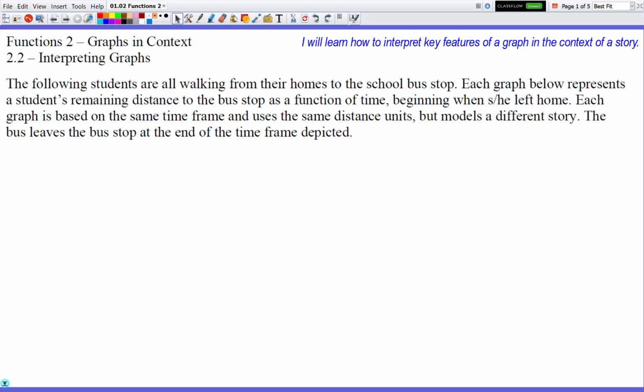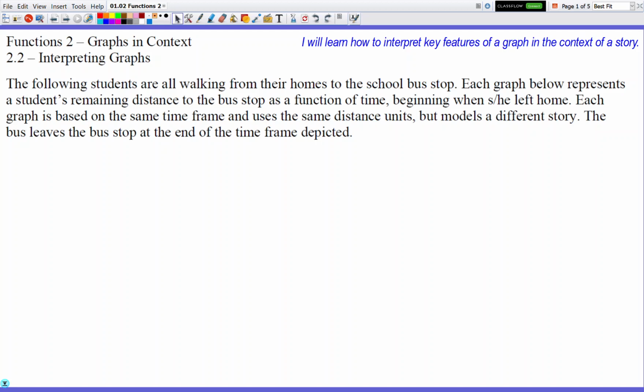Okay, so today we're going to answer questions about graphs that relate to people, and these people are going to be following a certain story that is right on this page. So let me just read it. The following students are all walking from their homes to the school bus stop, and each graph below, well, not really below because it's on the next slide, represents a student's remaining distance to the bus stop as a function of time.